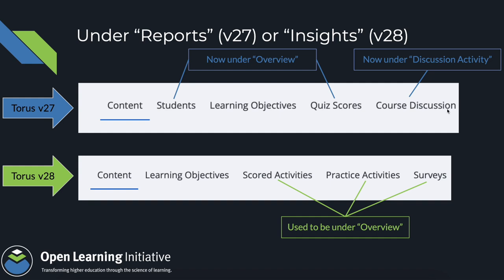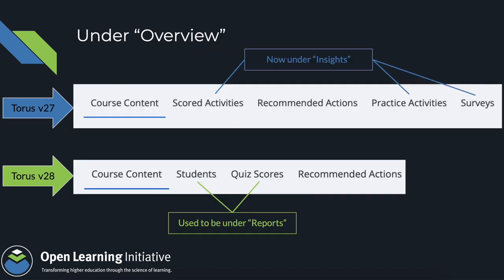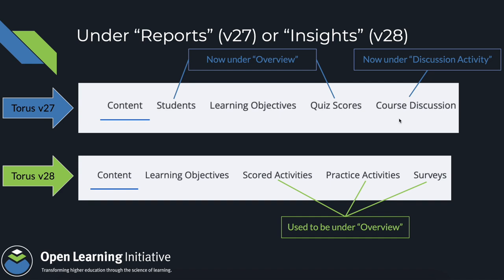And then you'll also notice that this course discussion tab that had been in Torus version 27 under Reports has just been consolidated into that top level menu item, discussion activities. So there's no reason to go to a sub menu now. You're just going to go to that discussion activity. So those are how the contents of the menu items have been reorganized. And now I'm going to show you some changes that we've made to our instructor dashboard on the actual pages under these menu items.